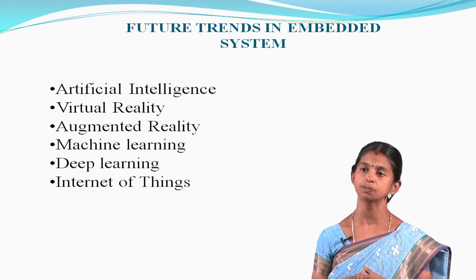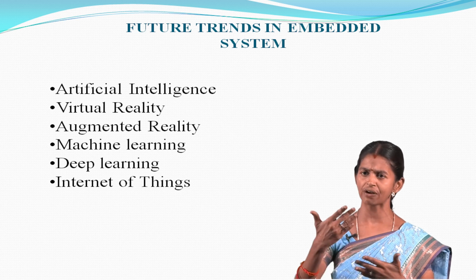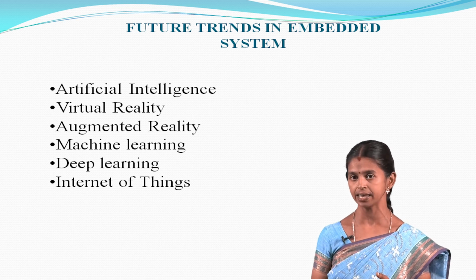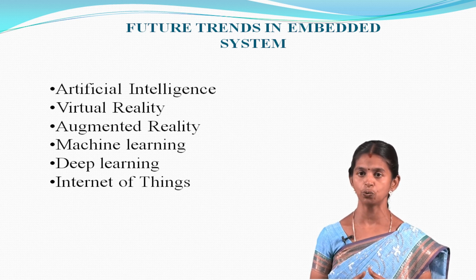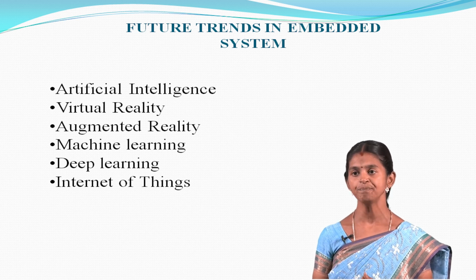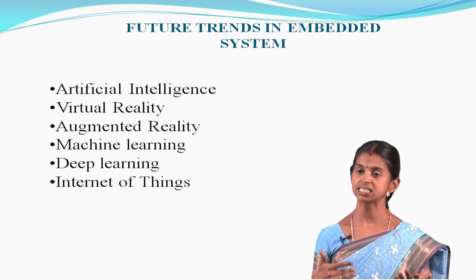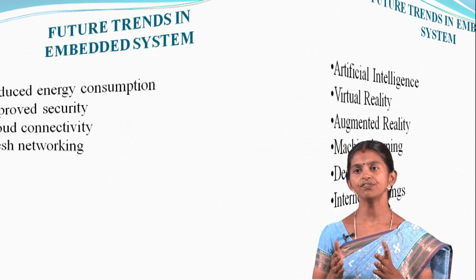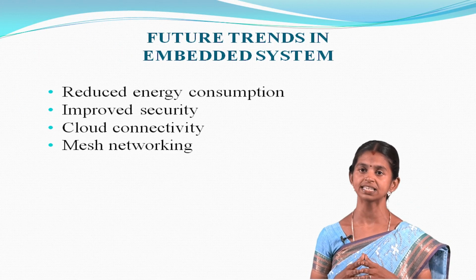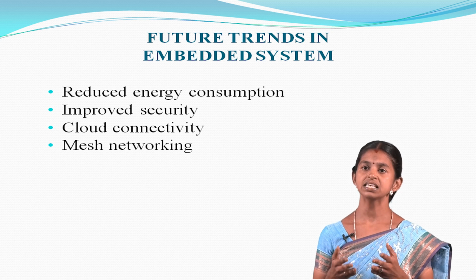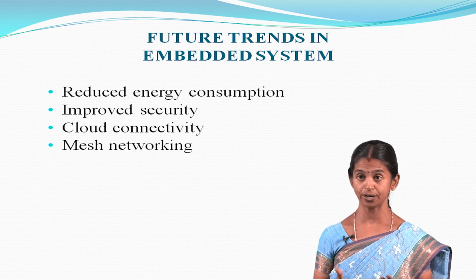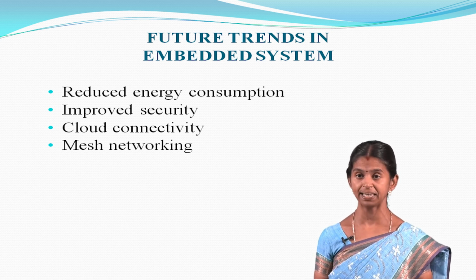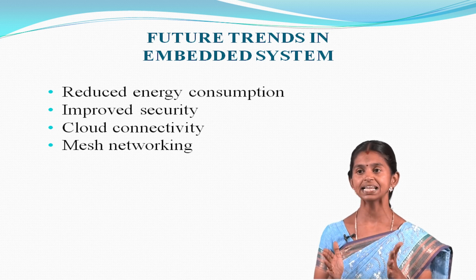What are the future trends in embedded systems? The industry for embedded systems is expected to continue growing rapidly, driven by the continued development of artificial intelligence (AI), virtual reality (VR), augmented reality (AR), machine learning, deep learning, and the Internet of Things (IoT). The cognitive embedded system will be at the heart of such trends as reduced energy consumption, improved security for embedded devices, cloud connectivity and mesh networking, deep learning applications and visualization tools with real-time data.